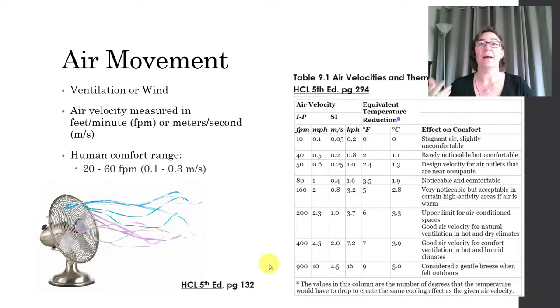Our third environmental factor in human comfort is air movement. And this is another way of saying ventilation or wind or breeze. It's measured in air velocity in feet per minute or meters per second. Our human comfort range is somewhere in the 20 to 60 feet per minute. And your textbook, way in chapter 10, has this interesting chart of air velocities and thermal comfort. So take a look.